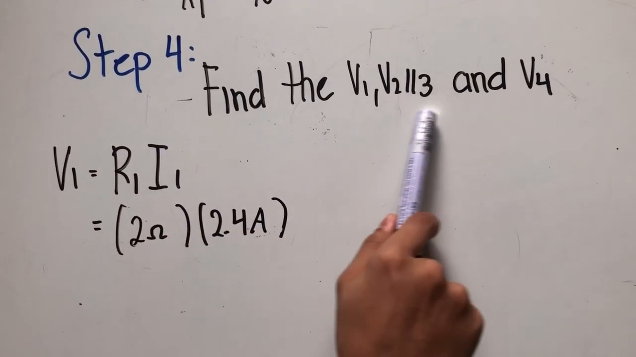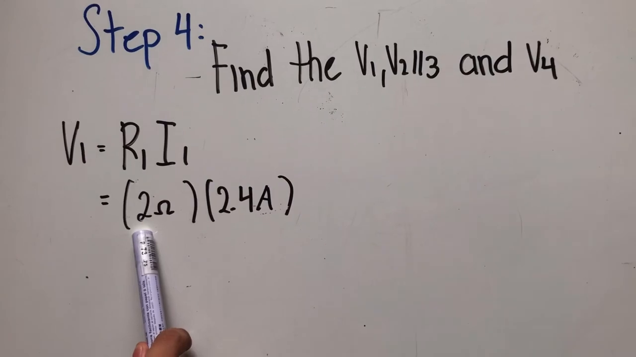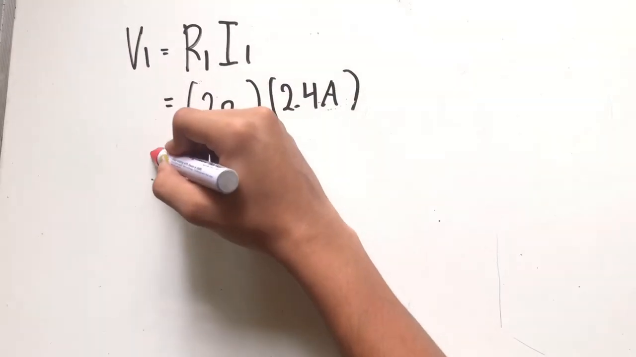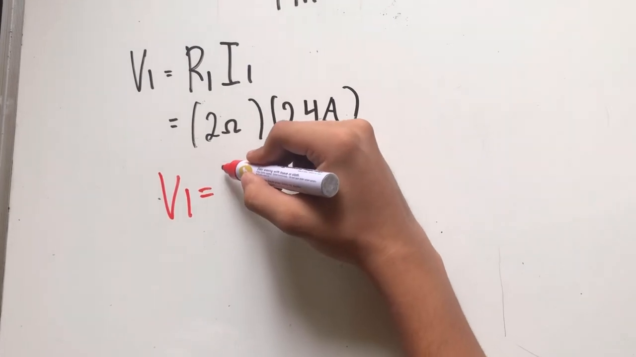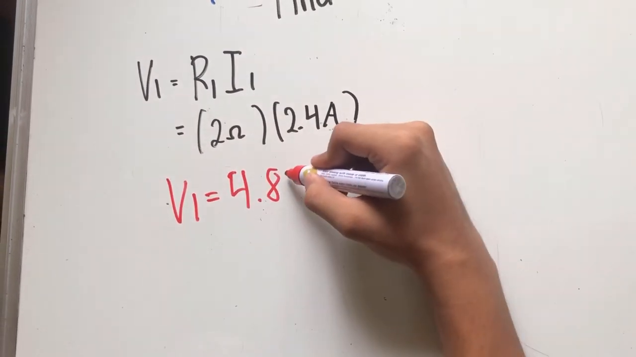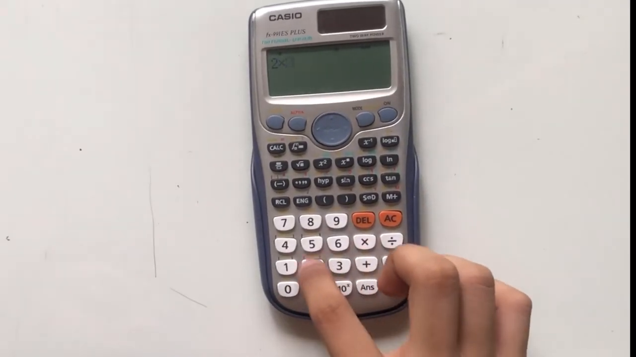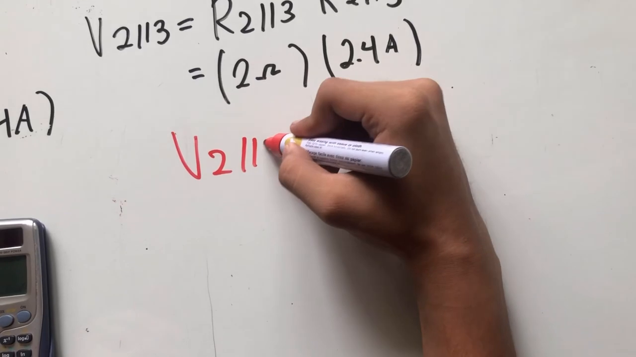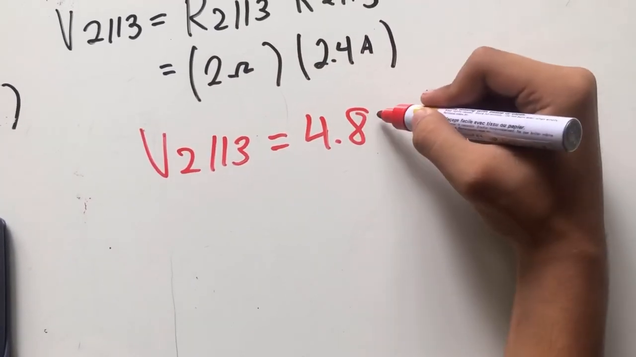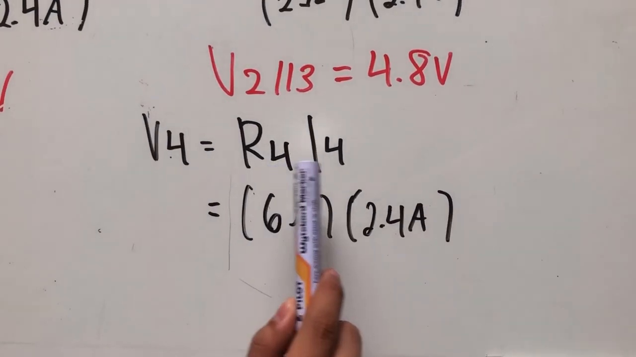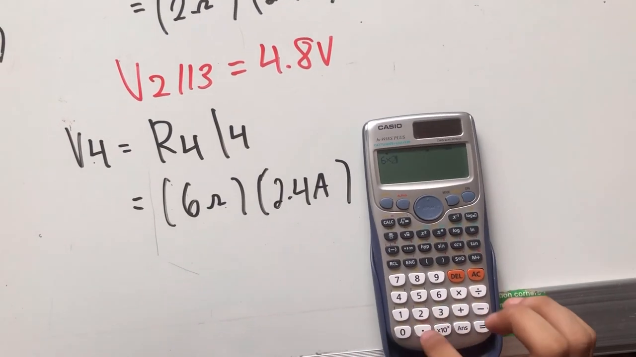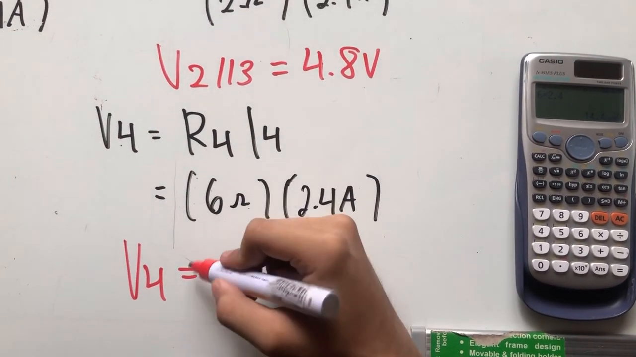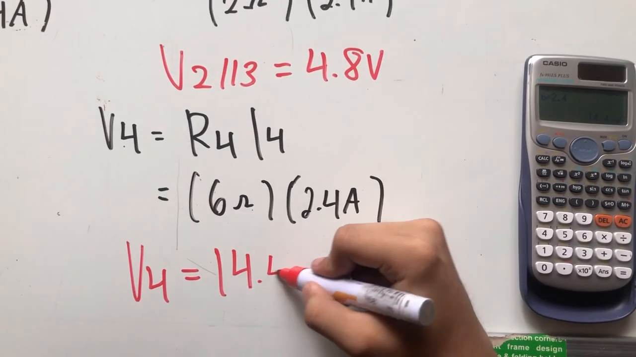Step 4, find the V1, V2 and 3, and V4. Let's get the V1, R1 times I1. So it must be 2 ohms times 2.4 ampere. Use the calculator to get the answer. And V1 is equal to 4.8 volts. For V2 and 3, 2 times 2.4 is equal to 4.8. So the answer for V2 and 3 is 4.8 volts. And lastly, for the V4, R4 times I4, 6 ohms times 2.4 ampere. And the answer is 14.4 volts.